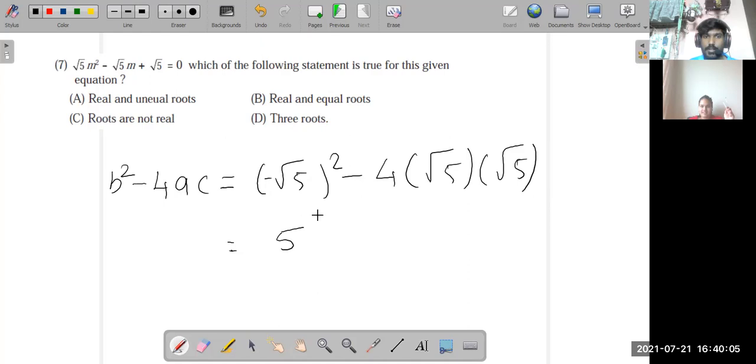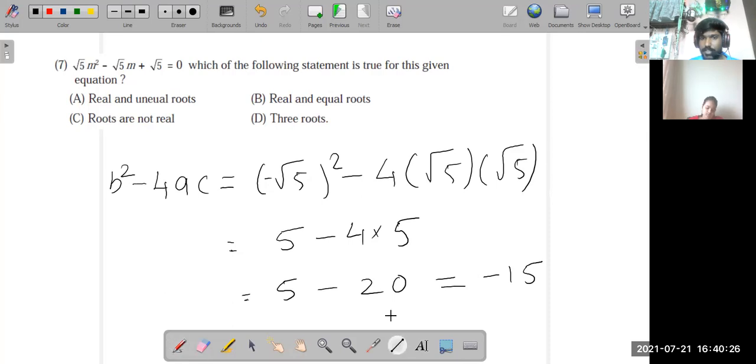Minus root 5, so minus will go away. So it became plus, minus 4 into, how much is root 5 into root 5? 5. So 4 into 5 is 20. So 5 minus 20. How much is 5 minus 20? Minus 15.